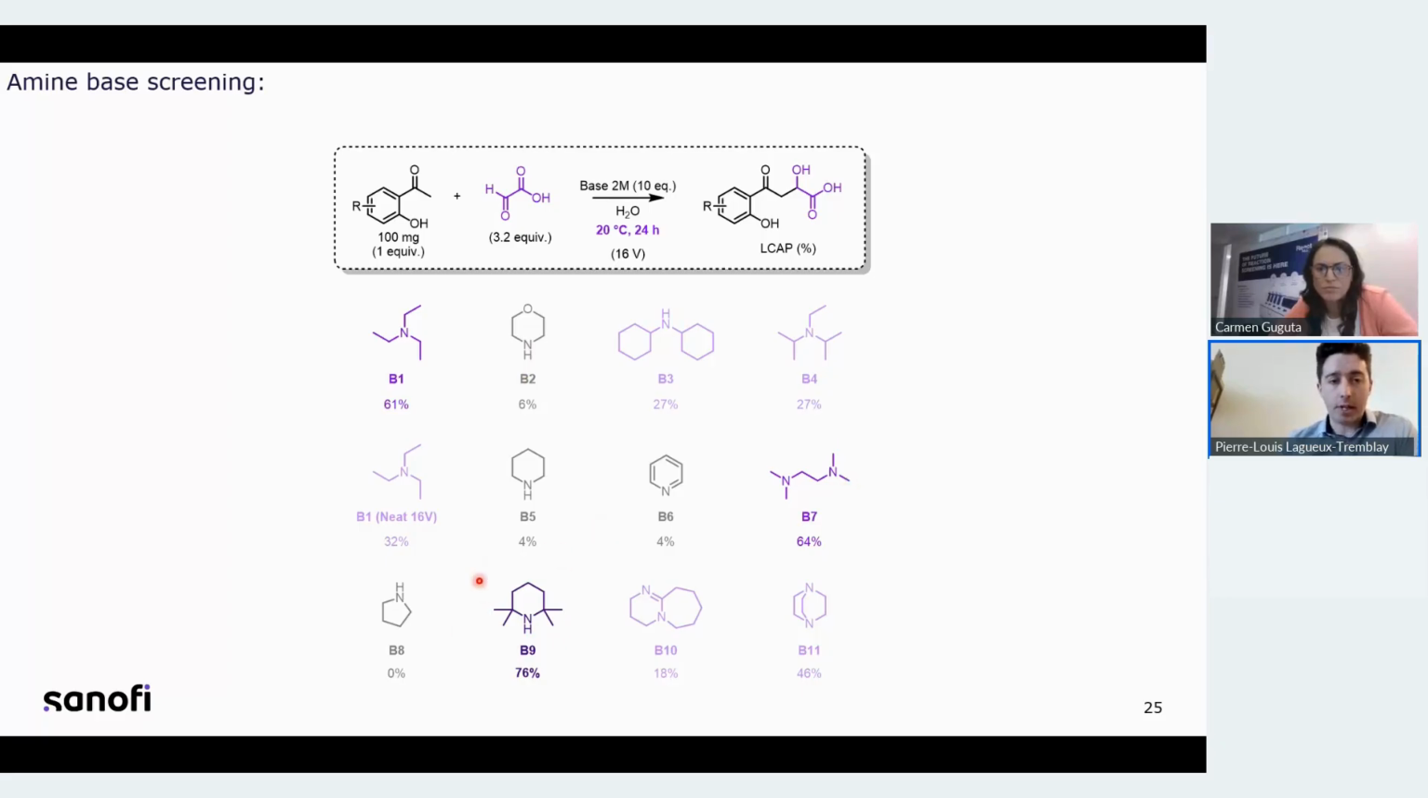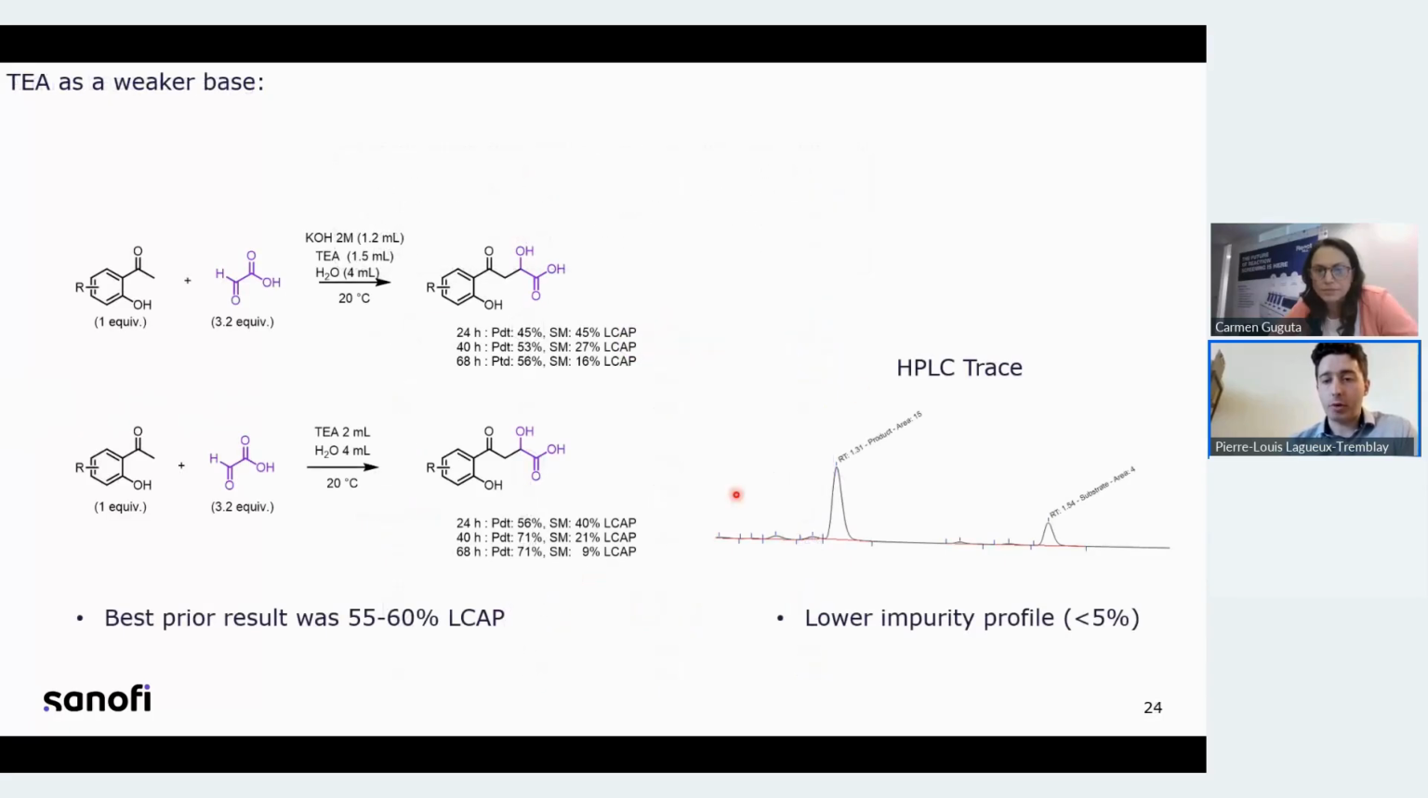What we found is that TEA and this pyridine base were very good for this transformation, and there was a much better reaction profile. We can see from the trace here there were much lower impurities at the end of this transformation while keeping high conversion. So we're still working on seeing if we can get full conversion out of those amine bases.